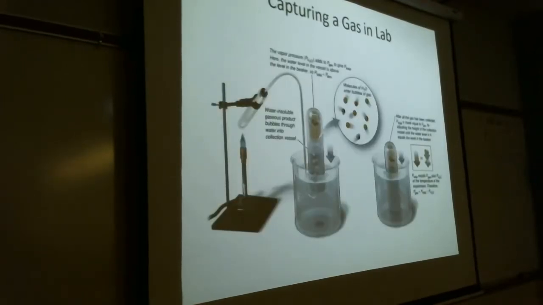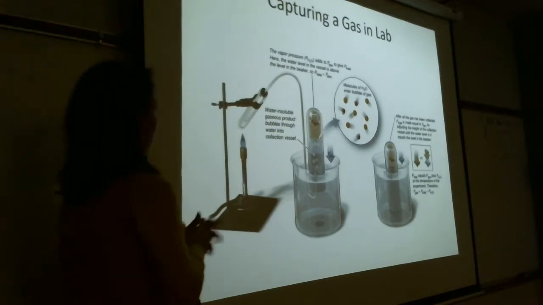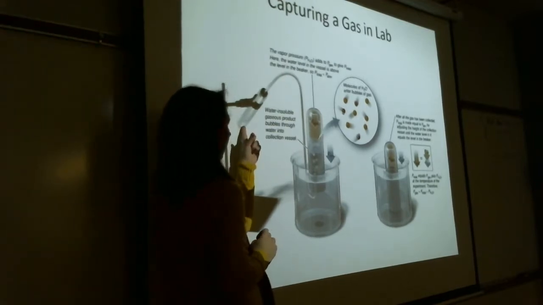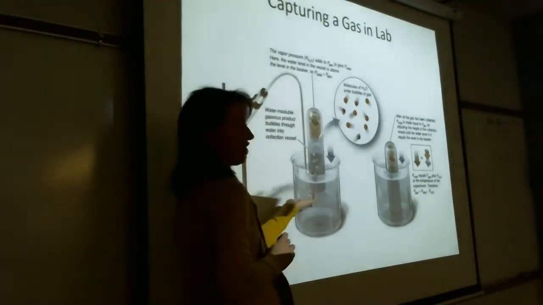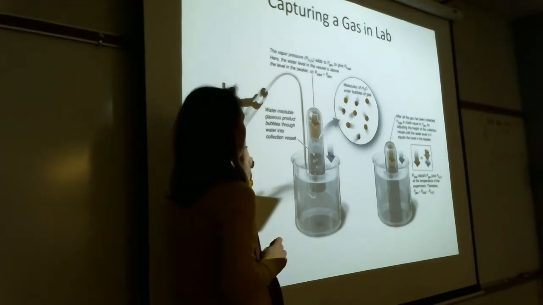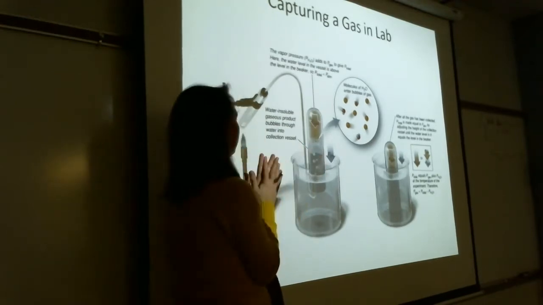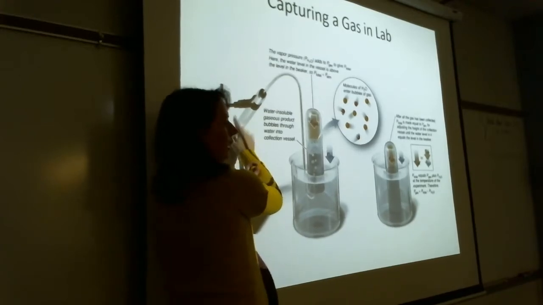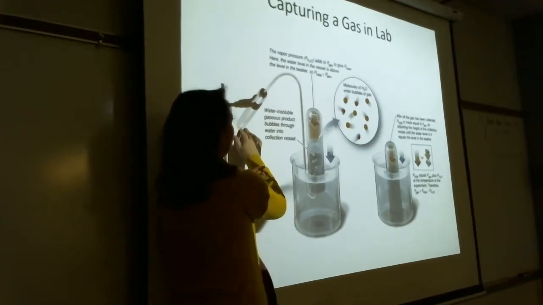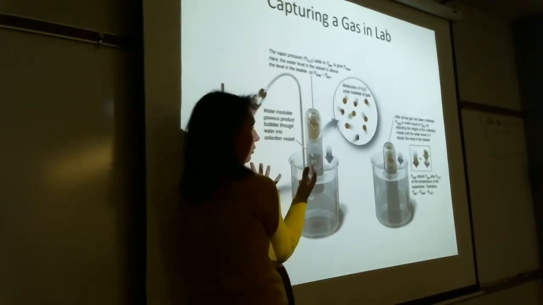Okay, let's talk about this in terms of practicality. If you're doing an experiment, you want to capture a gas. Capturing gases is difficult, right? That's something that's hard to do. So let's pretend you've got an experiment where you're producing a gas that doesn't dissolve in water. That's the key. Because if your gas dissolves in water, well, then you're sunk. But let's pretend you've got a gas that's insoluble in water, and you're trying to capture it. So you're doing some sort of decomposition reaction, or whatever, and you're generating a gas. You want to capture it.